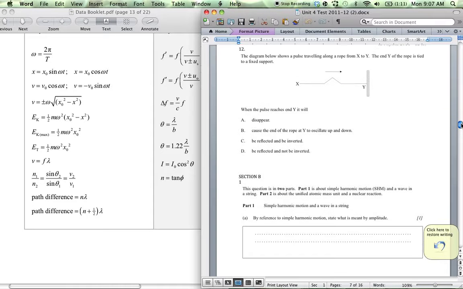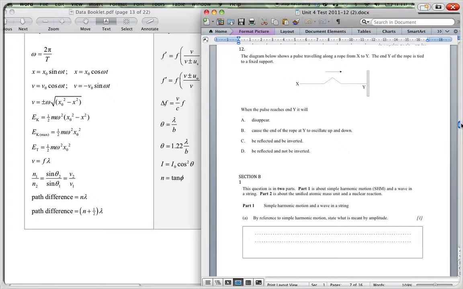And for question 12, we have the diagram below shows a pulse traveling along a rope from X to Y. The end Y of the rope is tied to a fixed support. When the pulse reaches Y, because it's a fixed support there, it is going to be reflected and inverted. Basically what happens here is we have an application of Newton's third law, that the rope is going to apply a force on the wall in that direction as this pulse hits it.